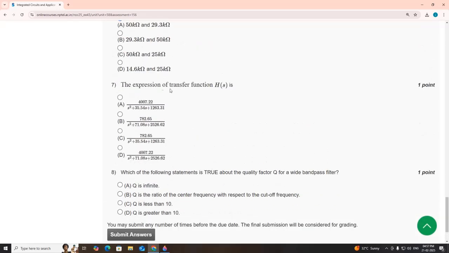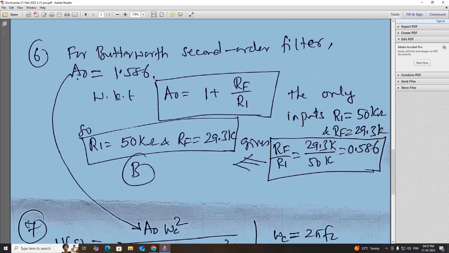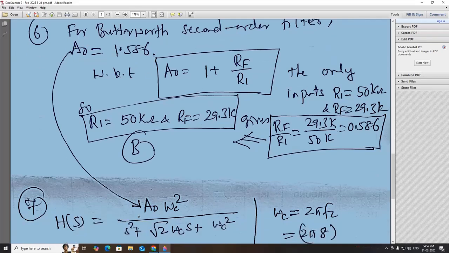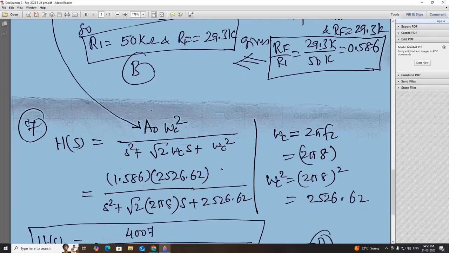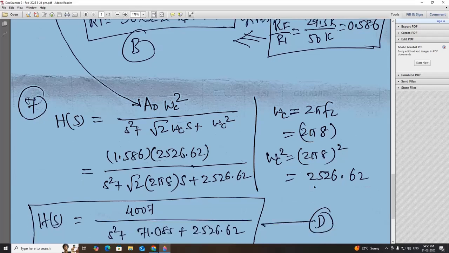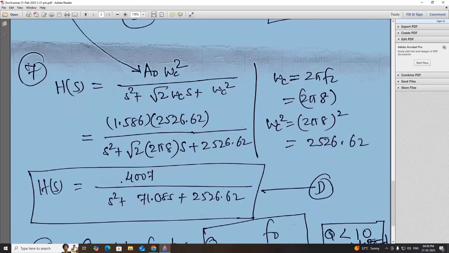Next, the expression of the transfer function H of s. H of s equals A0 omega c square over s square plus square root 2 omega c s plus omega c square. A0 is equal to 1.586. What is omega c here? It is 2 pi Fc, and Fc is given as 8. So omega c square is 2 pi times 8 whole square, which is 2526.62.